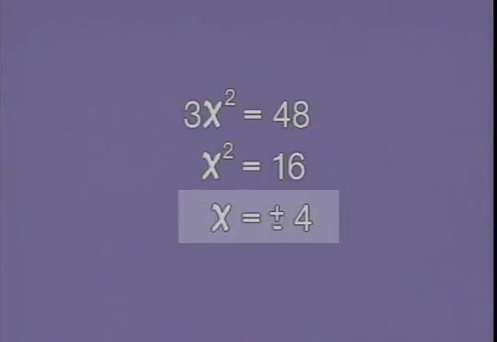What should we do next? We should check. And we go back and check plus 4. 4 squared is 16 times 3 is 48. We can check negative 4. Negative 4 squared times 3. 3 times 16 is 48. So in this case, plus 4 and minus 4 are both answers to the original equation.